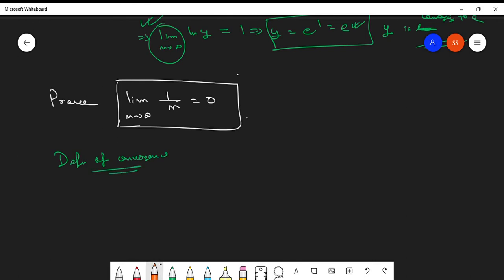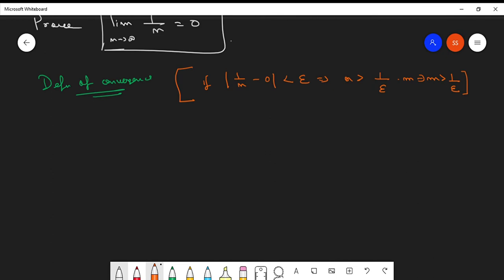First, let us do some rough work. So, if 1 over n minus 0 is less than epsilon, how can we write this? We can write that n is greater than 1 over epsilon, right? So, we need to choose some m such that m is greater than 1 over epsilon. Okay. So, now we can write it like this.